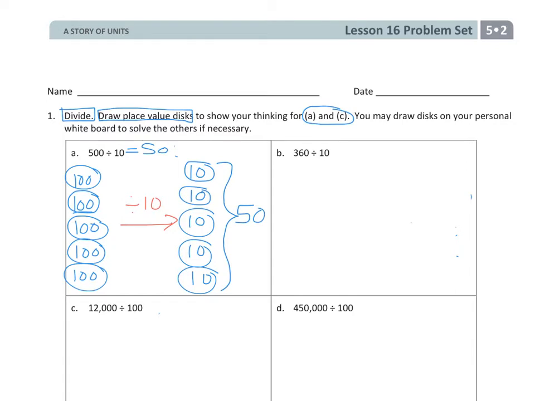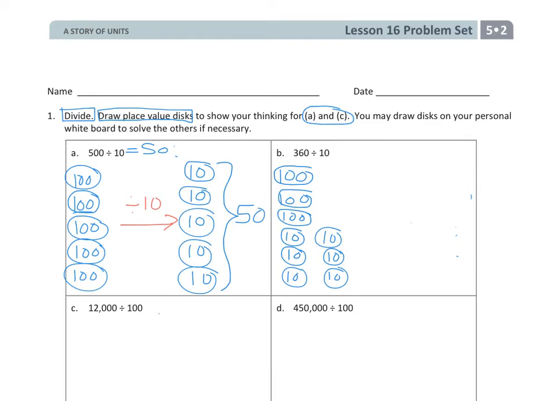Let's go ahead and do B, and actually let's do B with place value discs. I think they're beneficial to visually see what's going on. So we have 360. So how many hundreds do we have? Well, we have 300. So we're going to draw 3 100 place value discs. And then we have, how many tens do we have? We have 6 of them. So we're going to draw now 6 10 place value discs.